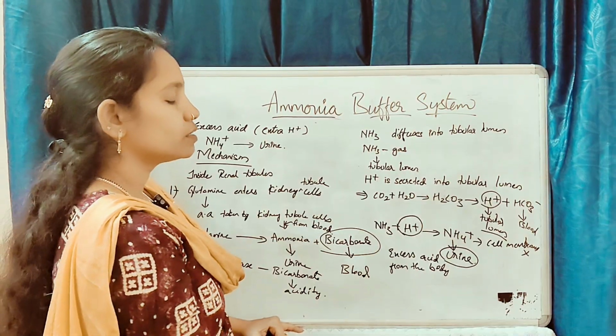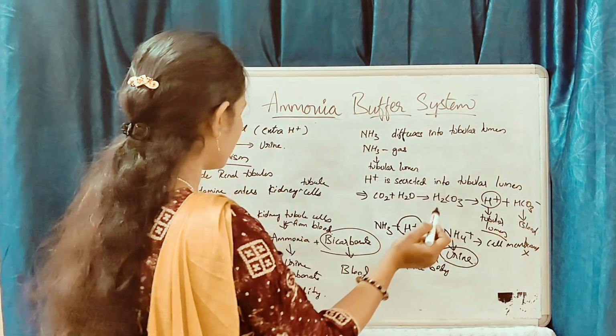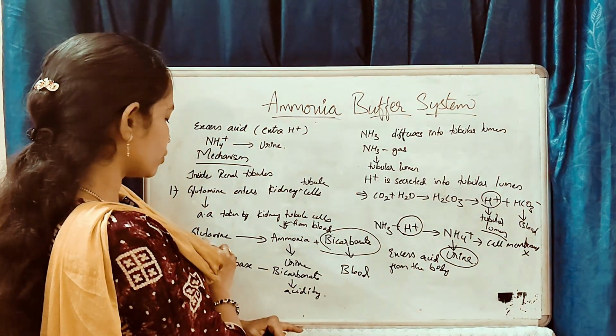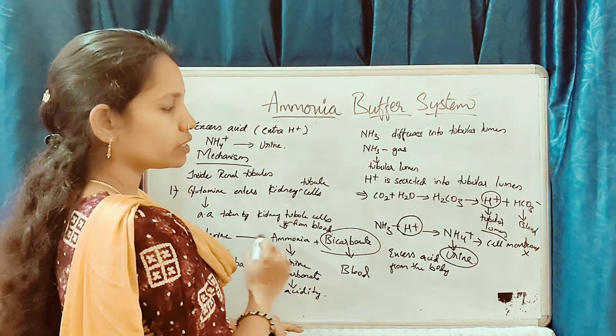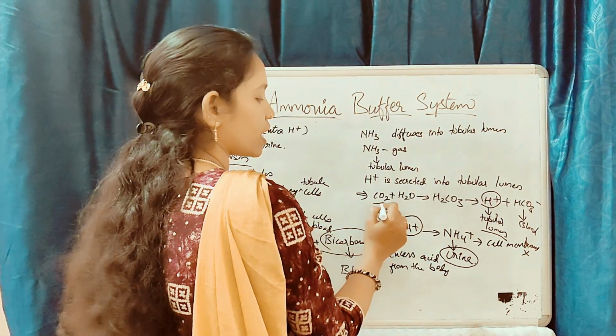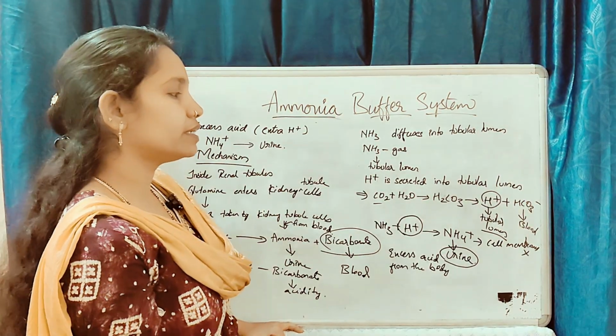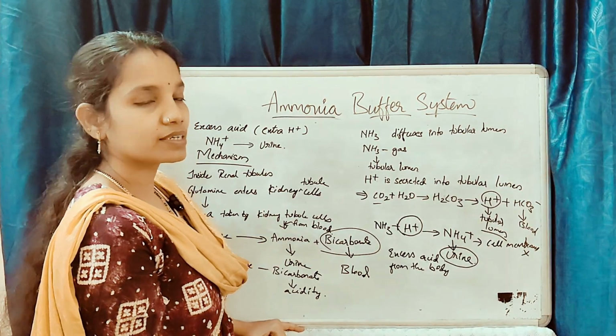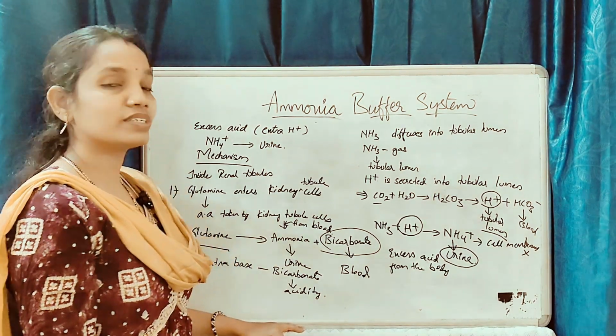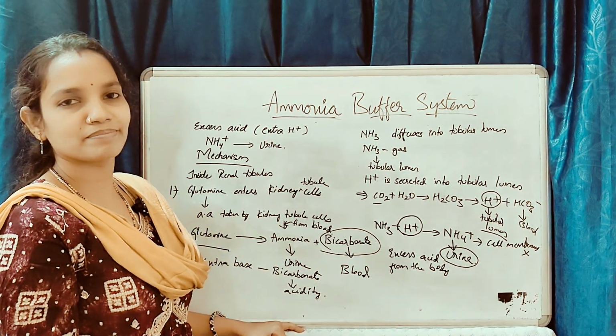So here excess acid has been removed from the body through the urine in the form of ammonium ion. So meanwhile, the bicarbonate ion which has been produced from the glutamine, the first pathway, and the second from the carbon dioxide, both will enter into the blood in order to neutralize acidity. So is it clear, the whole mechanism?